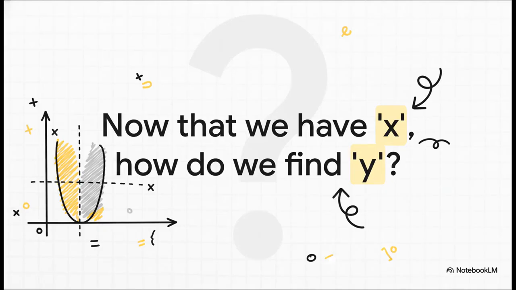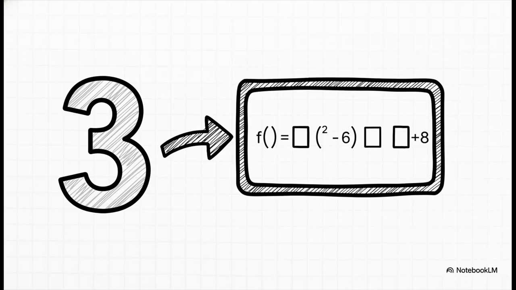Okay, awesome. We have our x, but a point on a graph needs 2 coordinates, right? An x and a y. So that leads us to the next logical question. How in the world do we find the y value? Well, it's actually much simpler than you might think. We know the vertex is a point that is on the parabola. That means its coordinates have to work in the function's original equation. So we just take the x value we just found, our 3, and plug it right back into the original function to solve for y.